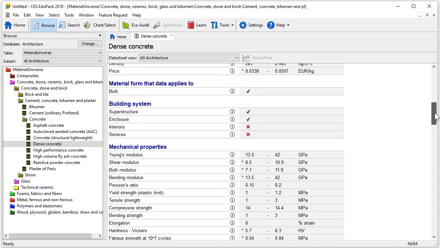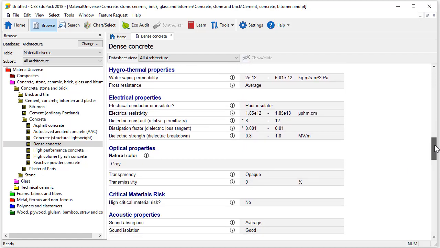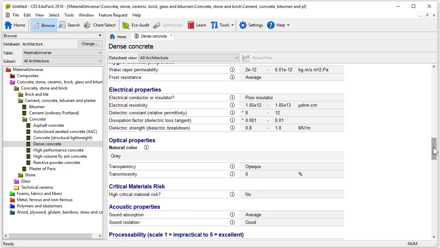The mechanical properties, including bending modulus and bending strength, thermal and combustion properties, are listed below. Hygrothermal, electrical and optical properties are shown here. The record also gives the natural color of the material for aesthetic considerations, the critical materials risk, and the acoustic properties, which are especially important for architecture and the built environment.